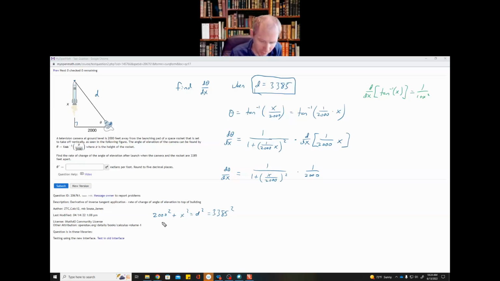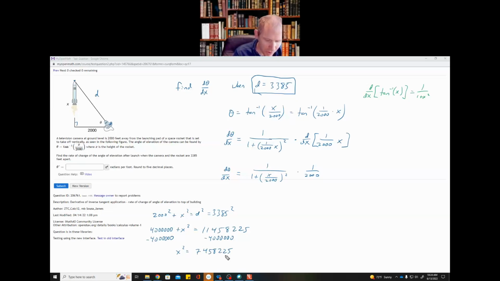So 2,000 squared is 4 million plus x squared equals, then I take 3,385 and square it, and I get 11,458,225, right? So a little over 11 million. Okay, so we subtract 4 million from both sides. So x squared is equal to 7,458,225, and then we're going to go ahead and take the square root of that.